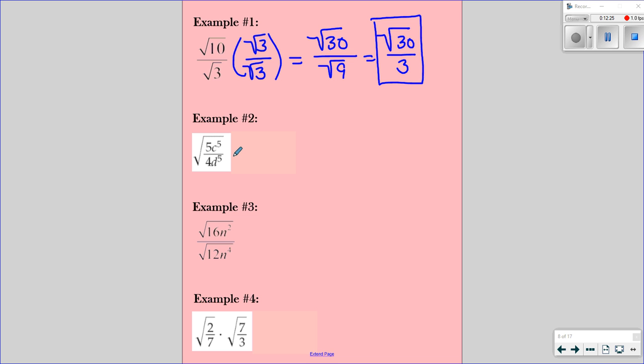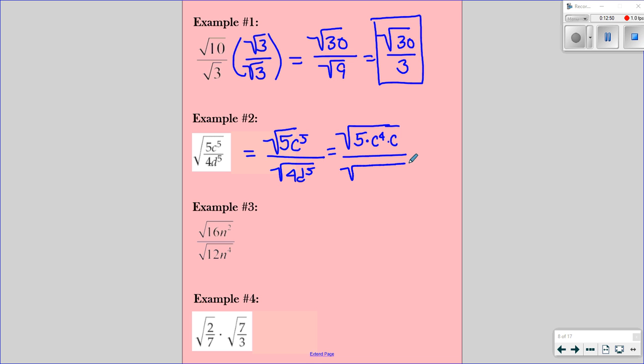Same thing when we have the whole fraction underneath the radical. Just break it down into two separate radicals with its terms in it. You could do it like this, and then if you break it down further, we got 5 times c to the 4th times c to the 1st, and then we have the radical 4 times d to the 4th times d to the 1st.